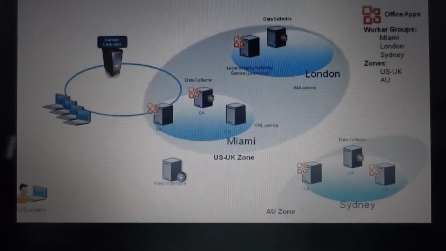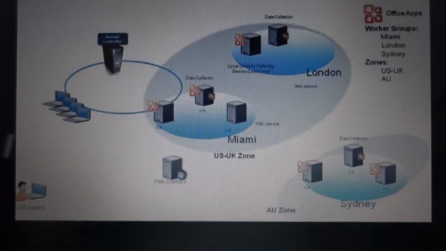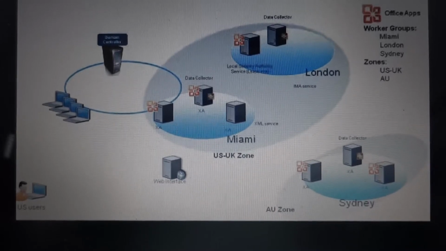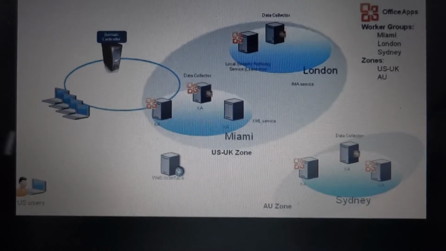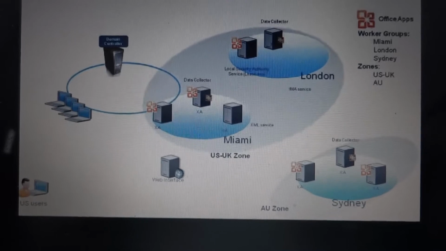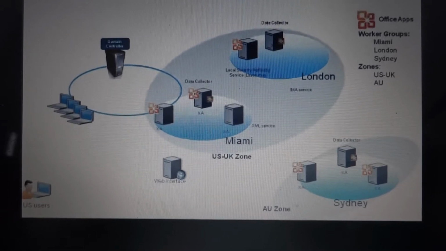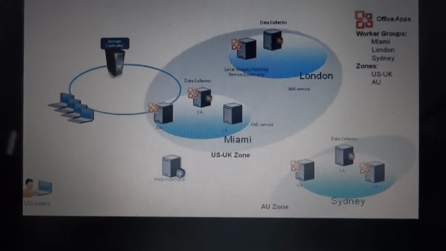in London, and one in Sydney. The XenApp 6 farm has 2 zones, the US-UK zone and the AU zone. The US-UK zone consists of Miami and London, and the AU zone only consists of Sydney. Each has Microsoft Office applications installed on all 3 locations.